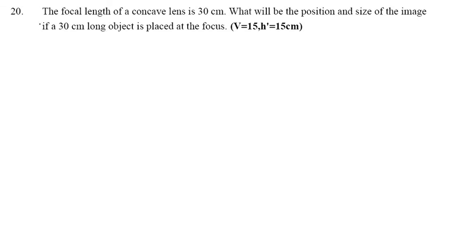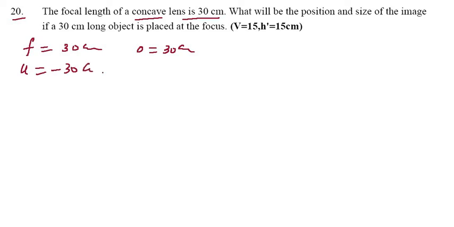Now come to question number 20. The focal length of a concave lens is 30 centimeters. It is a lens, so f is equal to minus 30 centimeters. What will be the position and size of the image if a 30 centimeter long object is placed at focus? So O is given as 30 centimeters, and at focus, so u will be equal to minus 30 centimeters.